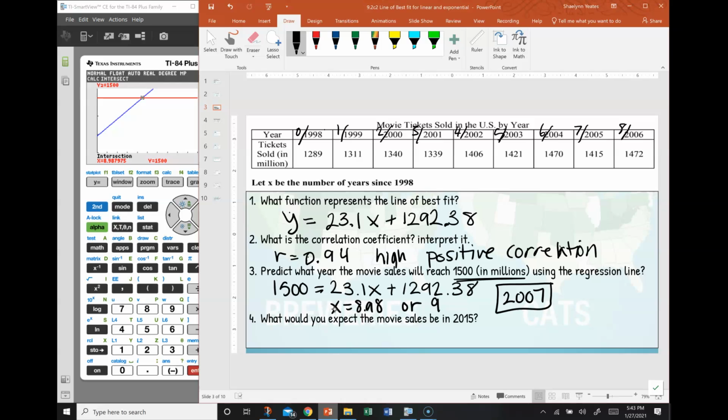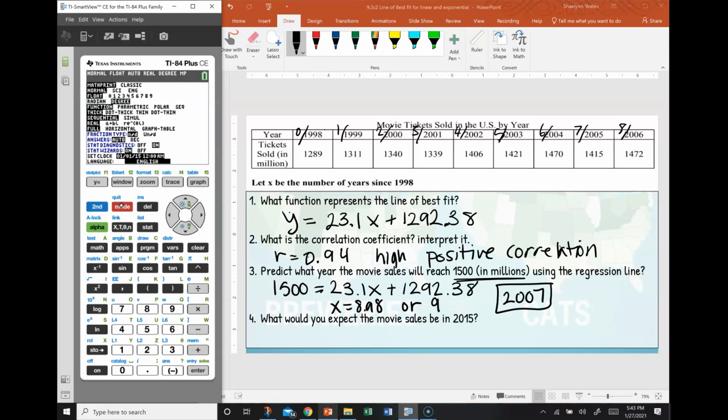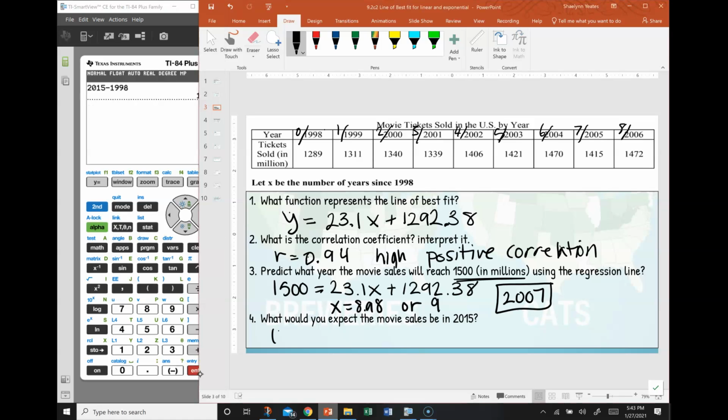So it says, what would you expect the movie sales to be in 2015? First thing we need to know about 2015: how many years after 1998 is 2015? So we're going to take 2015 minus 1998. We get 17. So this is 17 years later.